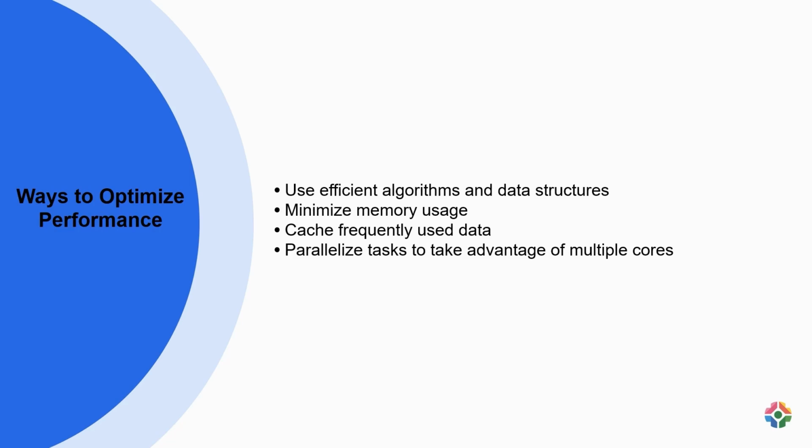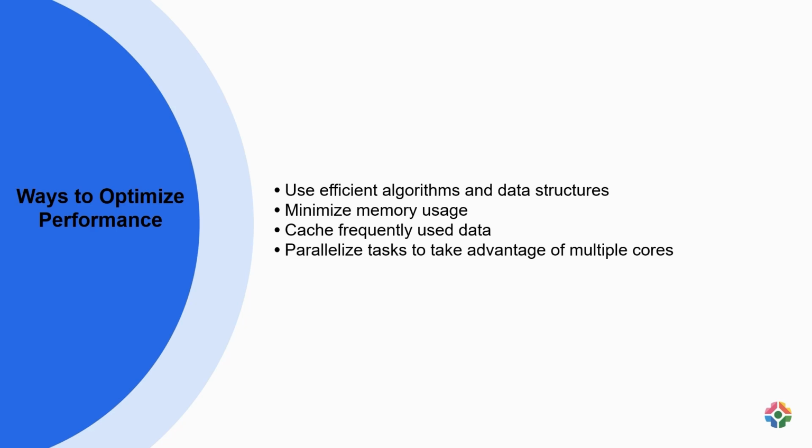Efficient algorithms and data structures are crucial for optimizing performance in software development. By utilizing algorithms with lower time complexity and data structures that efficiently store and retrieve data, overall processing time can be greatly reduced. Additionally, minimizing memory usage ensures better resource management and prevents performance bottlenecks.